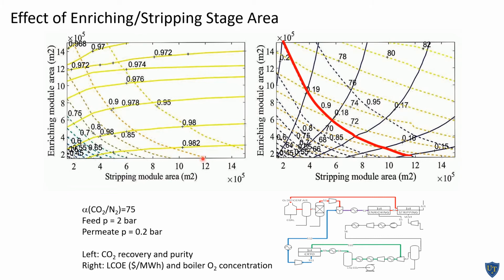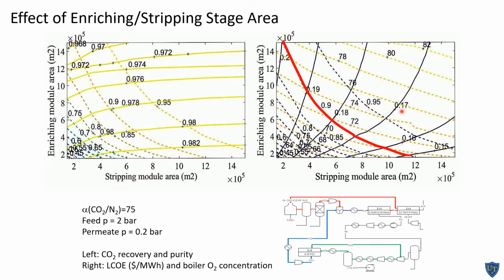Well, what is happening as we go from a very large stripping stage and a relatively small enriching stage along this line up to a very large enriching stage and a relatively small stripping stage? Where should we be? There's a large number of combinations here that allow us to meet our targets. And that's where looking at this plot over here to the right can help.